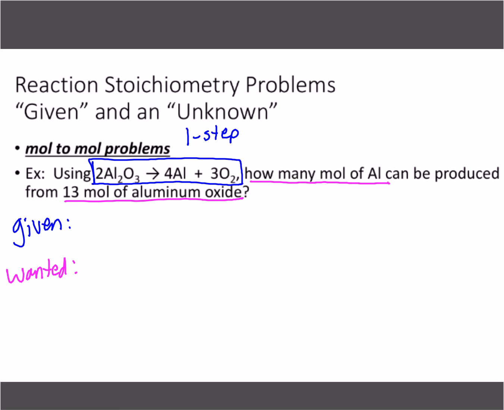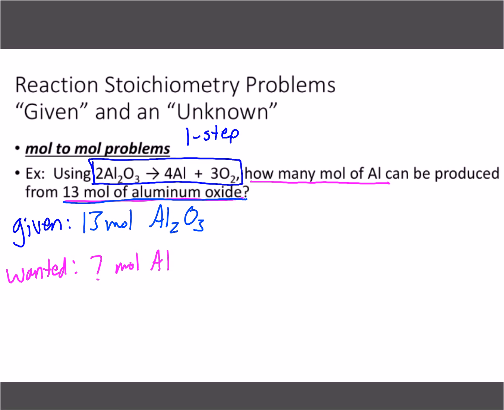What's my given and what's my wanted here? What's my wanted first? What am I trying to get to? It's not just moles, it's moles of aluminum, guys. You have to have both pieces in your unit, because you're not just staying with one substance anymore. And eventually, by the end of this unit, we're not going to be staying with the same unit either. So we have how many moles of aluminum? And then what's my given? 13 moles of aluminum oxide.